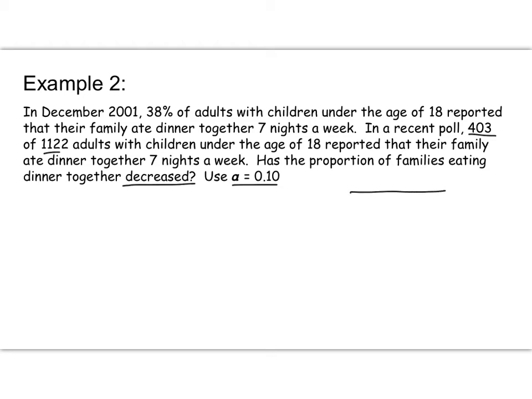All right. So if we set up our hypothesis, our null hypothesis is that p equals 0.38. That is our claim right here. And then we're challenging that. We're wondering if it is less than 0.38 because we're wondering if it's decreased, which would mean it's less than 38%. All right. So now I want you to find the test statistic and draw the curve. And when you're done, restart the video and check it.